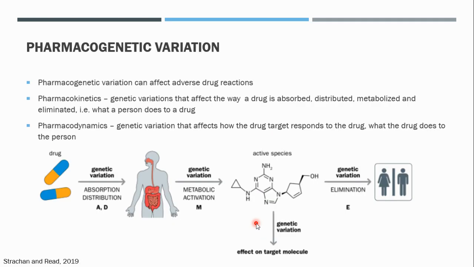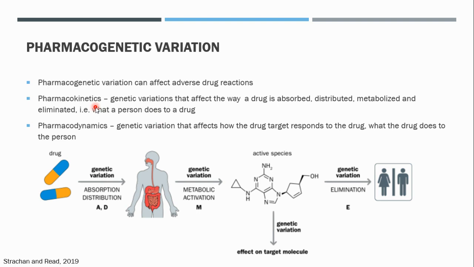Now let's discuss pharmacogenetic variation to better explain the previous slide. When we talk about pharmacogenetic variation, we talk about how genetic variation can affect a person's response to a drug. Pharmacogenetic variation can be divided into two general topics. Firstly, pharmacokinetics. When we talk about pharmacokinetics, we talk about the variation that affects the way a drug is absorbed in an individual. So, what a person does to a drug.